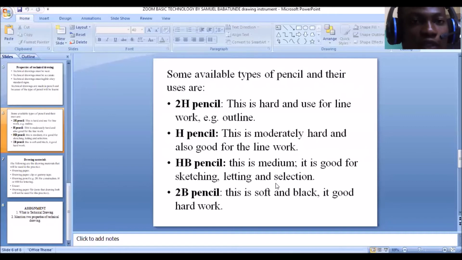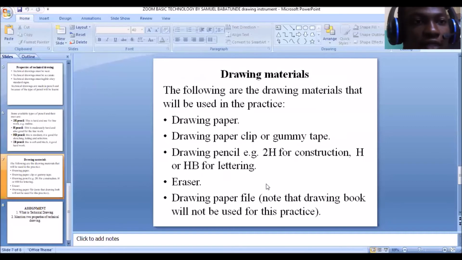It is medium and is good for lettering, for sketching, and for selection. So you see it, the drawing pencils, e.g. the 2H for construction and line work, the H or HB for lettering, because they are moderately hard. They are not as hard as the 2H. So they are drawing materials because they can be used up.